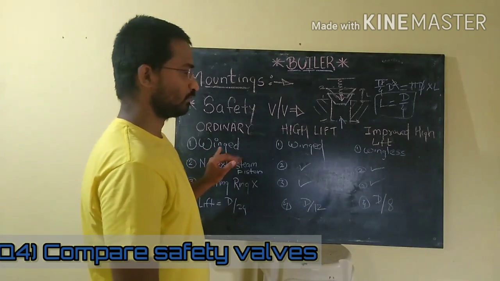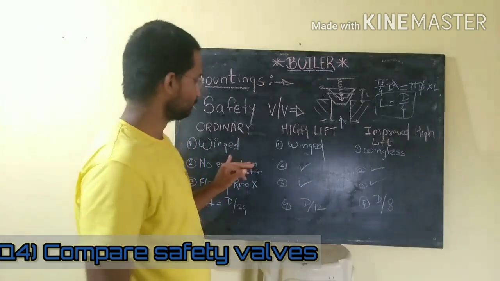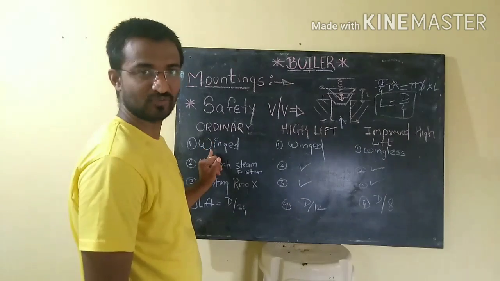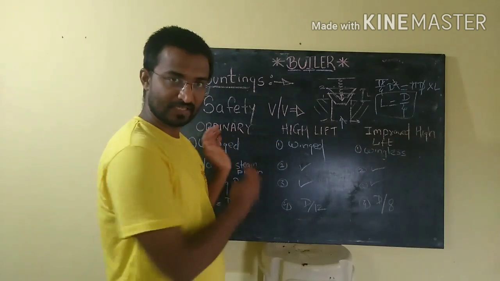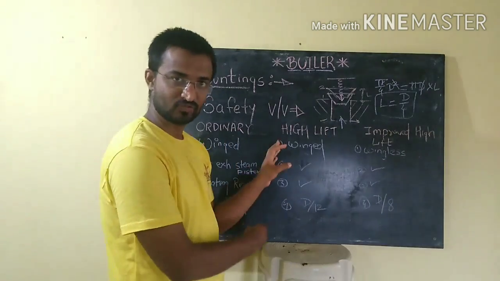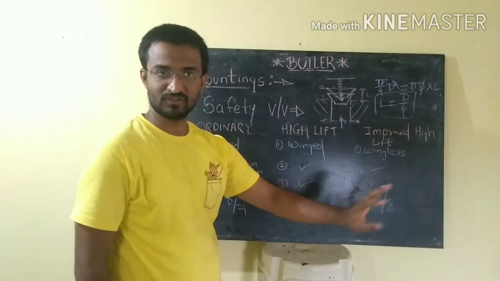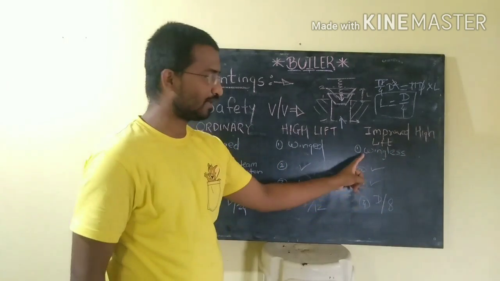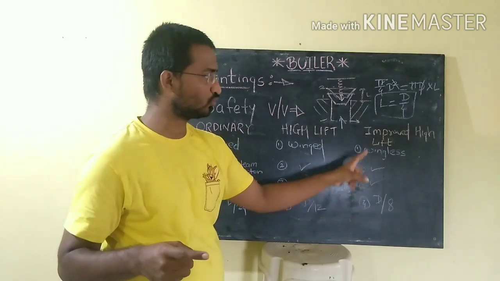The ordinary safety valve. This is the comparison generally asked by the surveyor. Ordinary safety valve. It is a winged safety valve. There is a wing in this safety valve. High lift safety valve. Yes, wing is there. Improved high lift. It is a wingless safety valve. To increase the lift, they have done this. So what have they done to increase the lift?